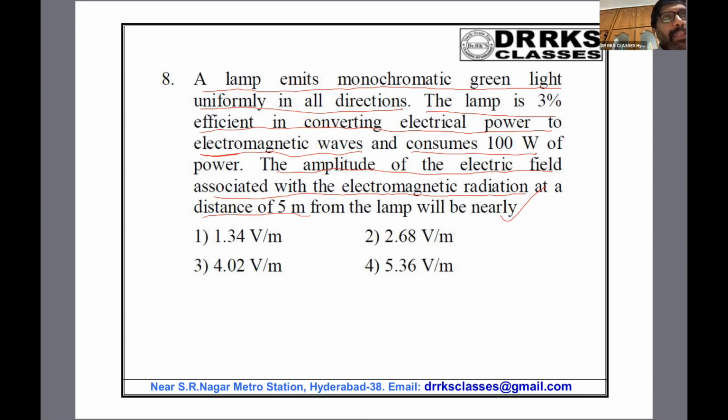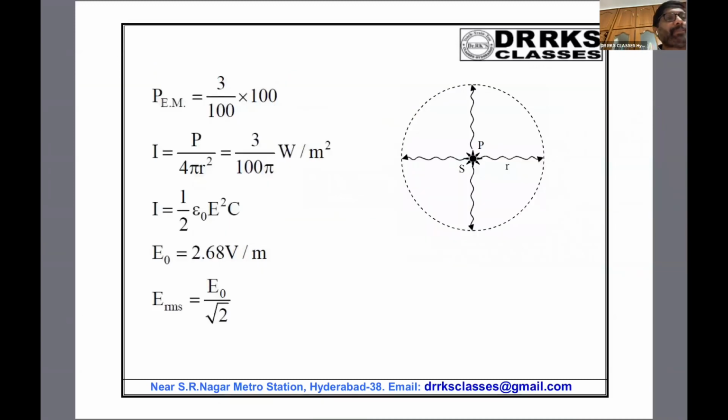So it's slightly different. You have to find the electric field. In case of a plane wave, the electric field doesn't depend on distance, whereas in case of a point source, whose intensity varies as 1 by r square, the electric field varies. Let us see how it varies. Now look at this. First, calculate the power, because efficiency is 3% of 100 watts.